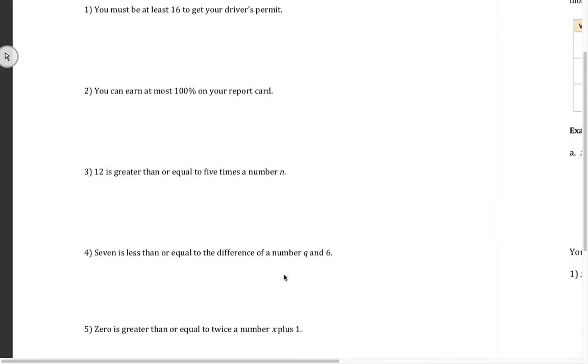So if you see this one, number 1 says you must be at least 16 to get your driver's permit. If you have to be at least, then you have to be more than, right? You have to be older. So we're going to do 16 has to be less than or equal to, I'm just going to say your age. Now, Sophie, we could have written it like this.